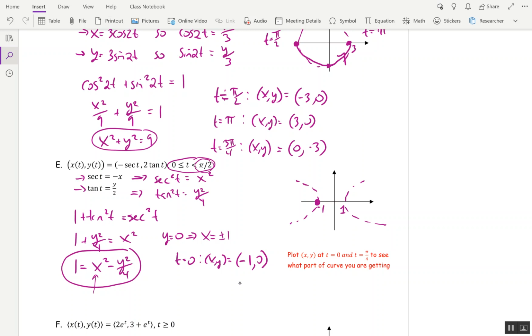So to figure out which direction I'm going, I'm going to pick a number less than pi over 2 but bigger than 0, like pi over 4. In this case, I get (x, y) is, okay, secant of pi over 4 is root 2, so I'll have negative root 2. Tangent of pi over 4 is 1. 1 times 2 is 2. So y is positive and x is negative. I'm going in this direction because that point would be somewhere here, negative root 2, comma 2. So I'm getting a quarter of the hyperbola.